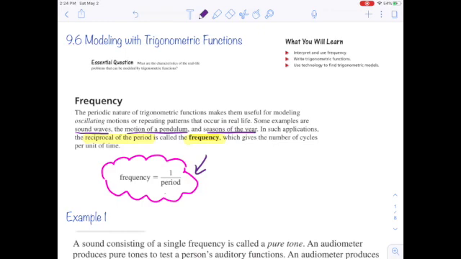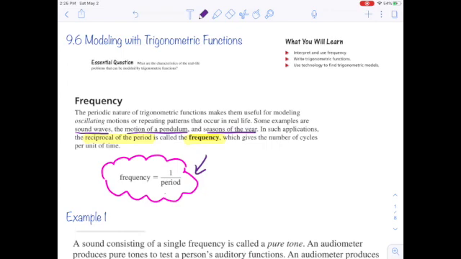Hi everyone. Today we're going to be looking at real-life problems that can be modeled with trigonometric functions. We need to first identify and define what frequency is and how that relates to our period. The periodic nature of trigonometric functions actually makes them really useful for modeling anytime you have an oscillating motion or repeating pattern that occurs in real life. Some examples are sound waves, the motion of a pendulum, and the seasons of the year.